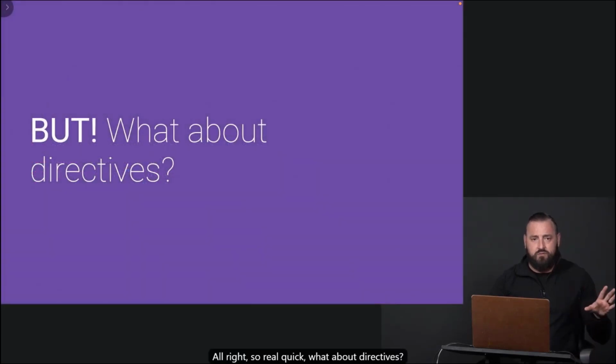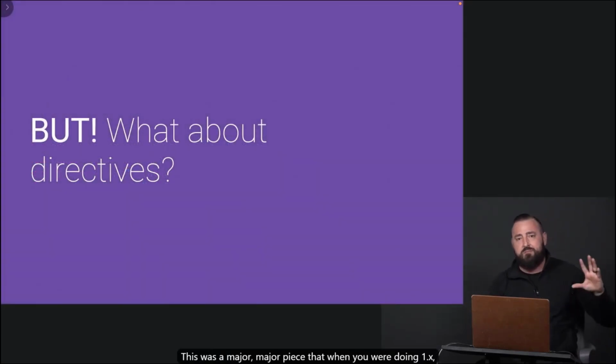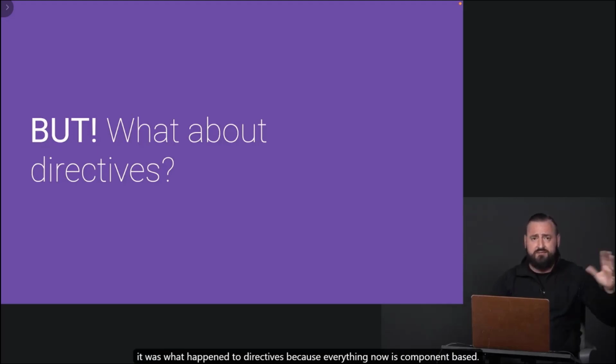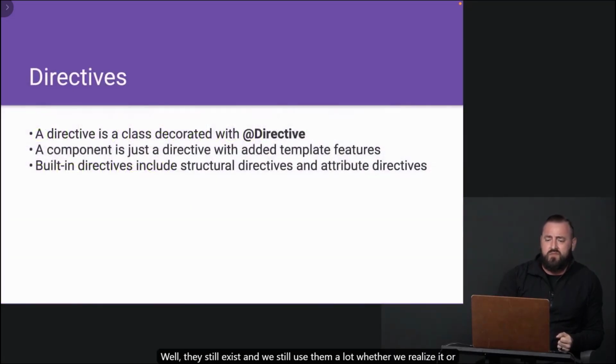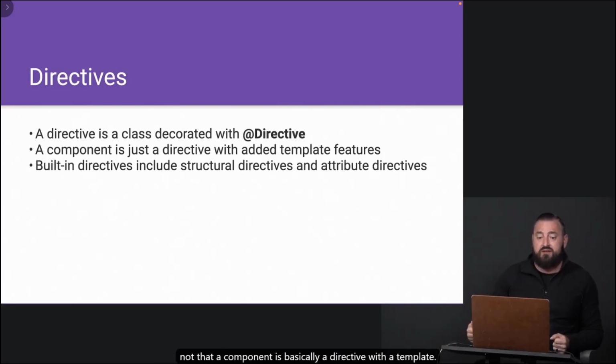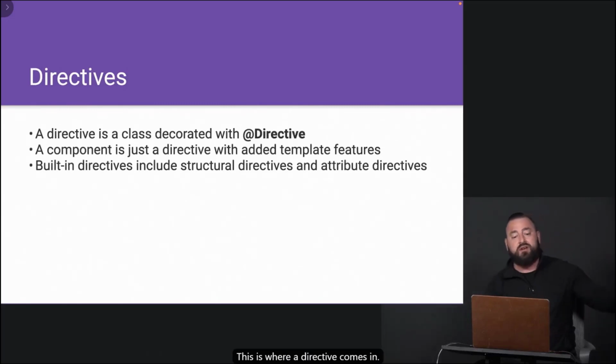All right, so real quick, what about directives? This was a major question when you were doing 1.x: what happened to directives, because everything now is component-based. Well, they still exist, and we still use them a lot, whether we realize it or not. A component is basically a directive with a template. So if you need something that has functionality but doesn't require a template, rather it needs to just act on a pre-existing element on the page, this is where a directive comes in.